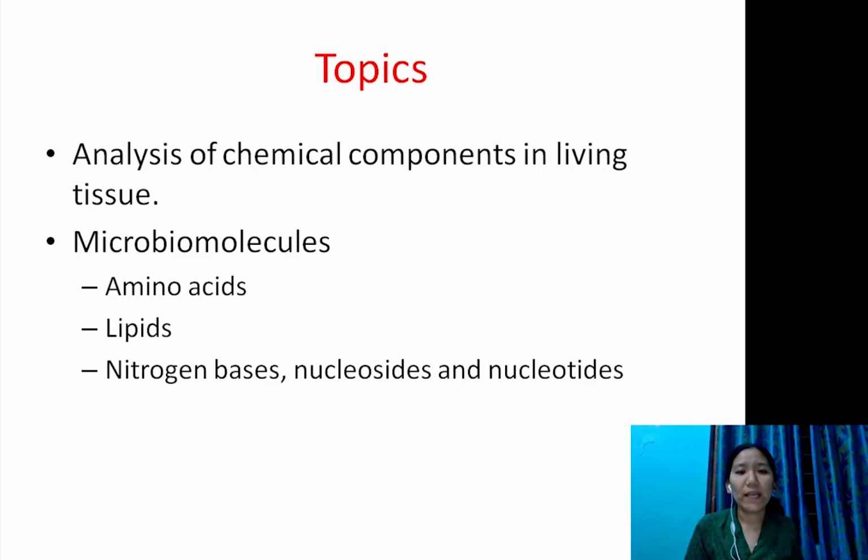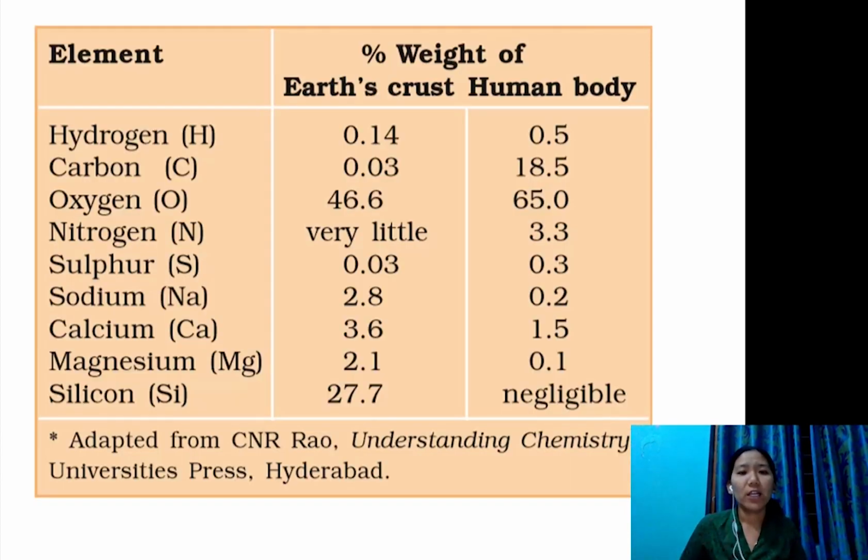Okay, so we all know that Earth contains a diversity of living organisms. And these living organisms are composed of various chemical components. So do all living organisms possess the same chemical components? To find out, you have to perform an elemental analysis of the living tissues. In the elemental analysis of living tissue, they found that elements such as hydrogen, carbon, oxygen, nitrogen, sulfur, etc. are present in the living body.